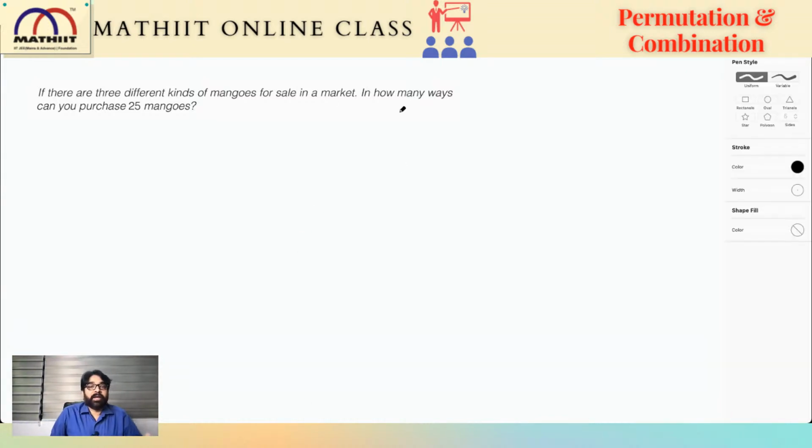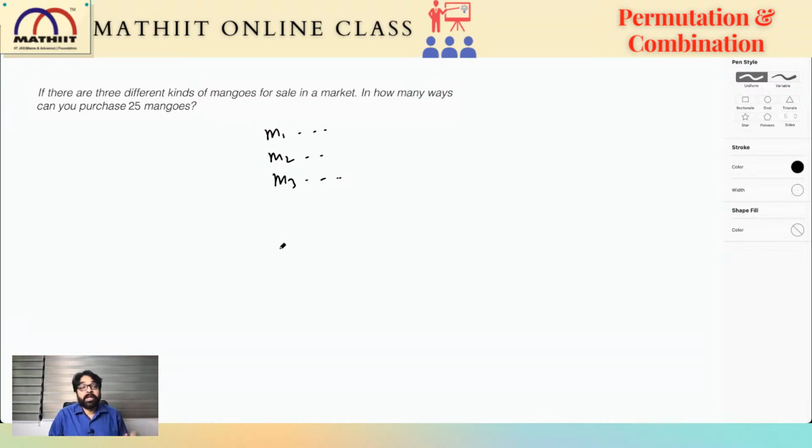So let's go ahead and solve. If 3 different kinds of mangoes are available for sale in the market, in how many ways can we purchase 25 mangoes? Now look carefully. There are 3 different kinds of mangoes. Suppose mango 1, mango 2, mango 3. How many mangoes are there in the M1 category? I don't know. There is no limit. How many here? Any number.